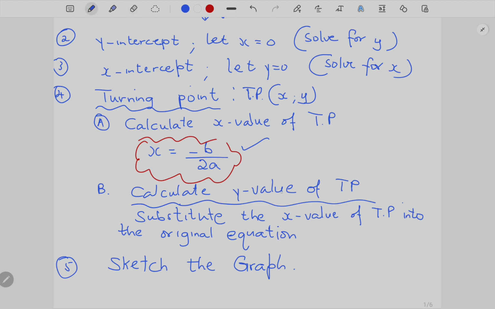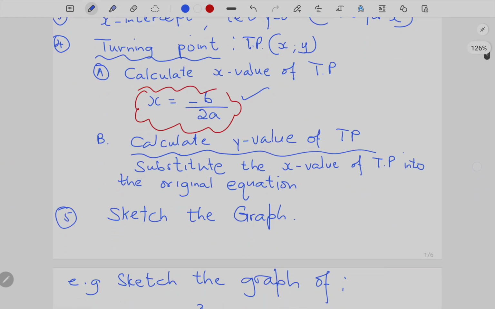How to calculate the y value of a turning point? You are going to substitute the x value of the turning point into the original equation. Then lastly, what do you need to do? You must sketch the graph.